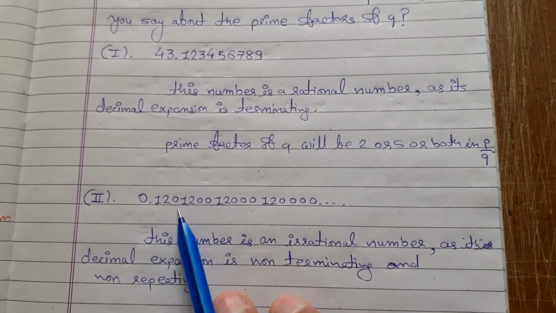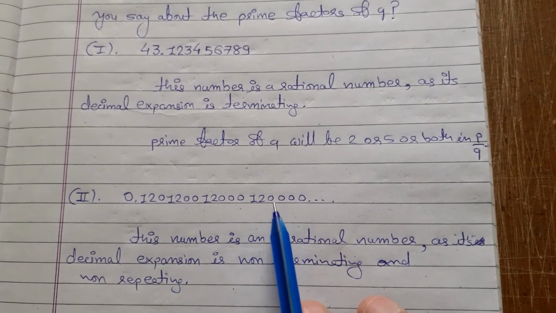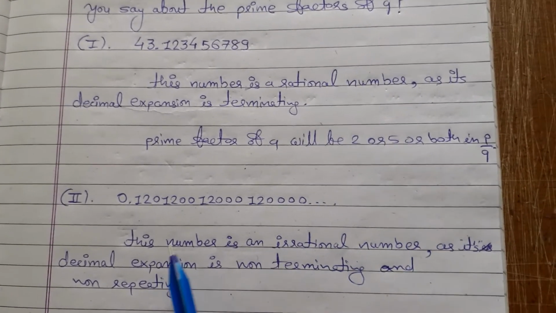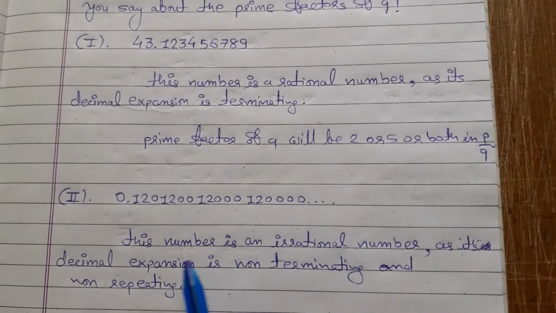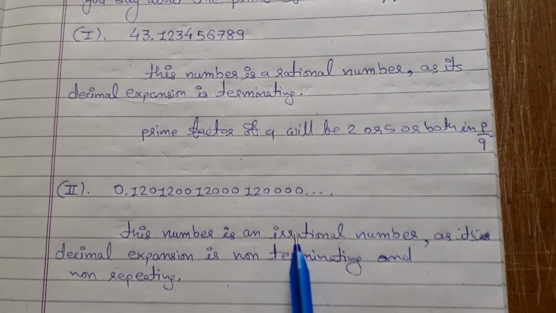Here it is 0.120120012301240... and the dots mean it is still continuing. So this number is not ending and it is also not repeating. So this number is non-terminating, non-repeating. So it is an irrational number.